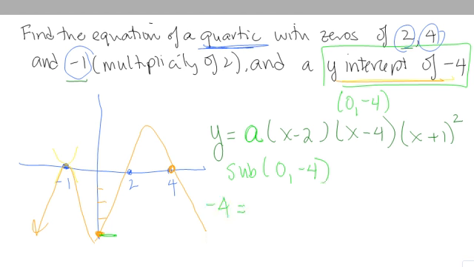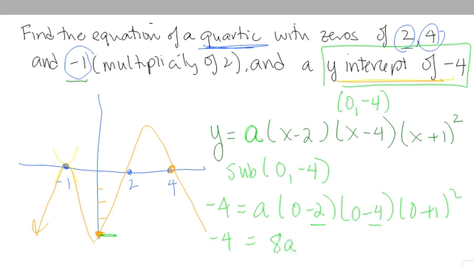So the y value is -4. A we don't know. 0 minus 2, x is 0, 0 minus 4, and 0 plus 1 squared. Simplifying the right side, -2 times -4 is positive 8, so I get 8a, and that allows me to isolate a. So a is -1/2, dividing both sides by 8. So my final equation is y equals -1/2 (x minus 2)(x minus 4)(x plus 1) squared.